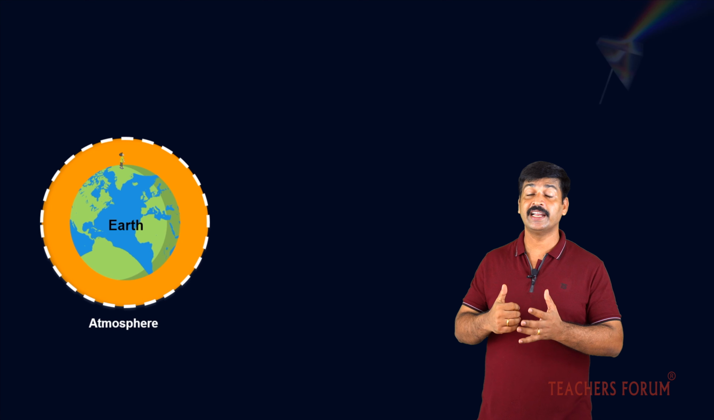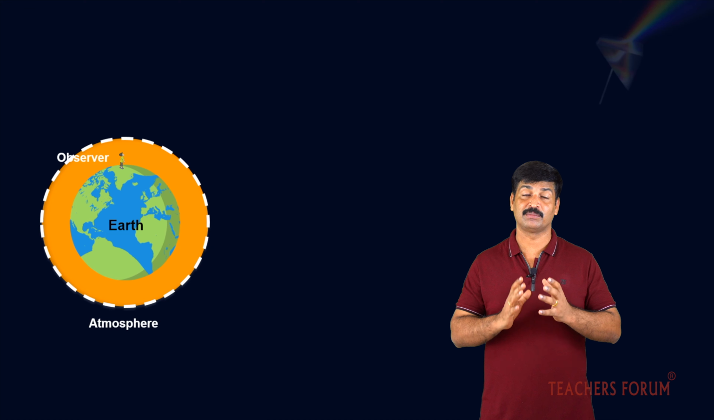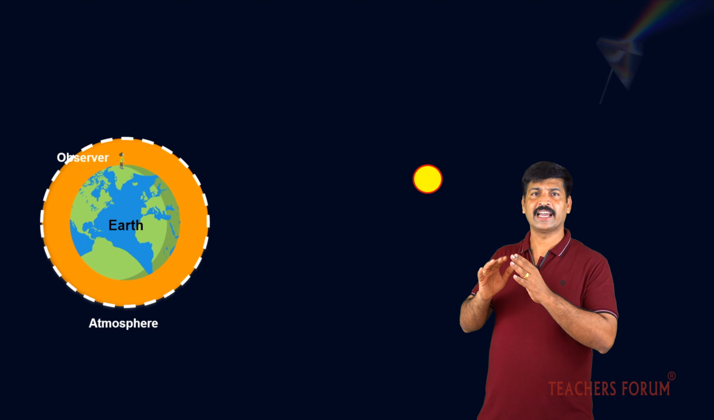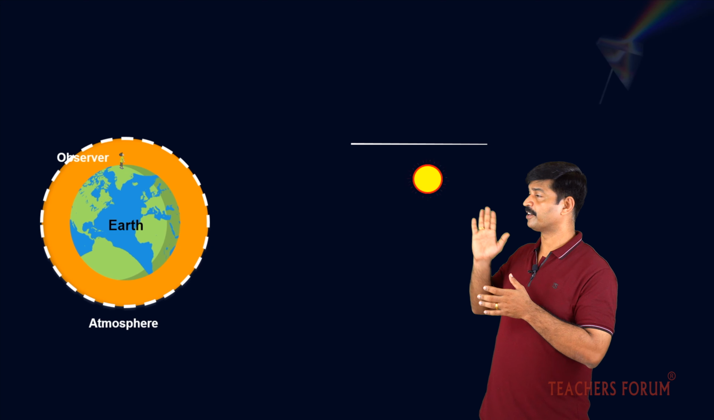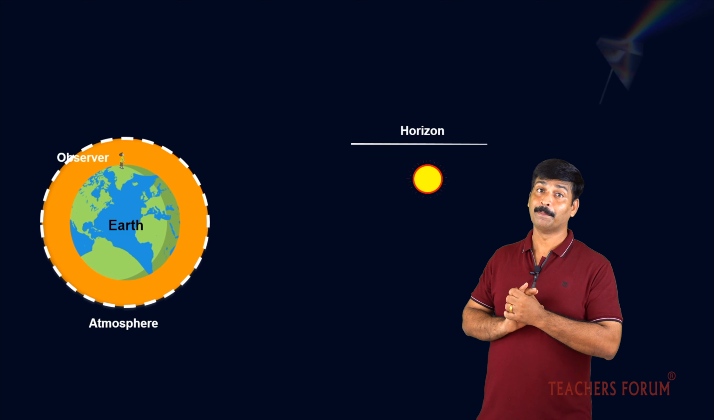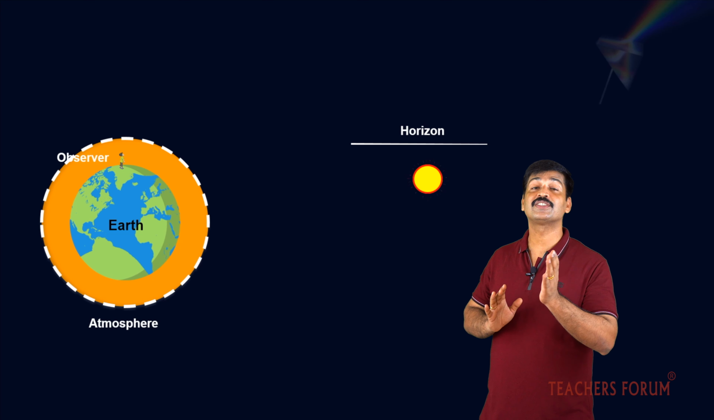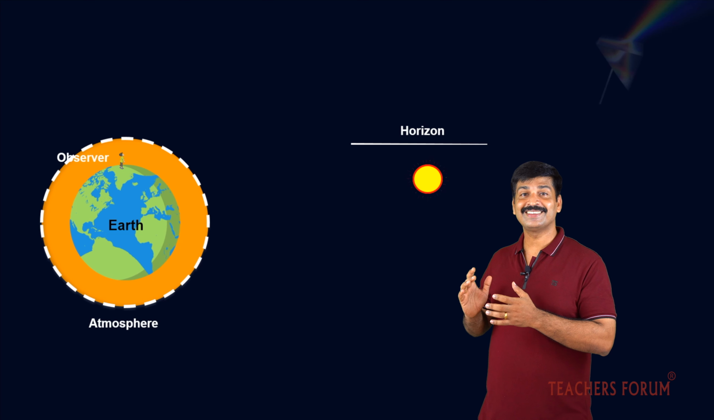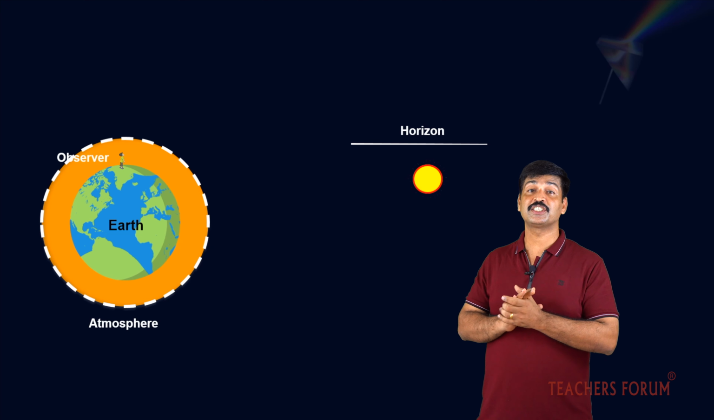Now let us discuss advanced sunrise and delayed sunset. You see, this is also an application of atmospheric refraction. We say that the sun has risen when the sun is above the horizon. You can see here, we have drawn the horizon. When the sun crosses the horizon, the actual sunrise takes place. But when the sun is below the horizon, we can still see the sun. How? The sunlight passes through the atmosphere. What takes place? Refraction takes place.